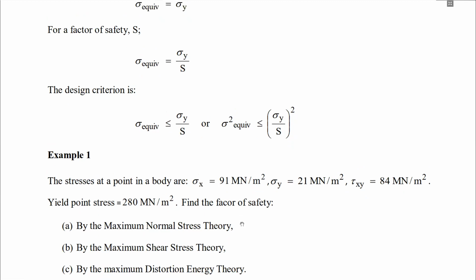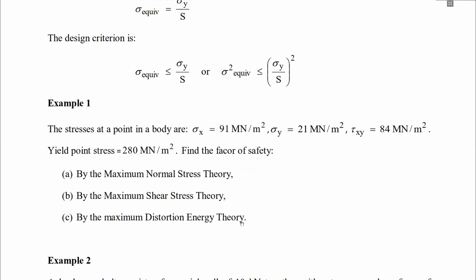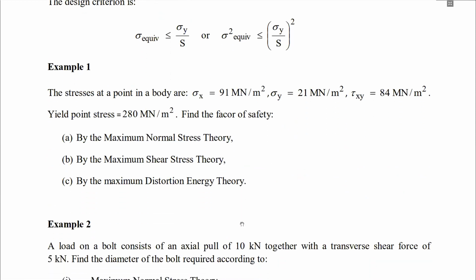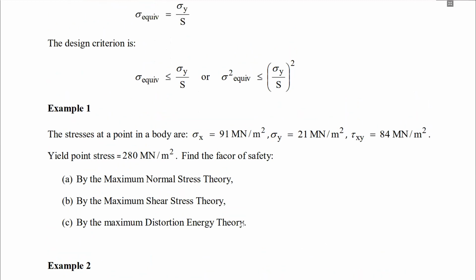Okay, so here you have to find the factor of safety, one, by the maximum normal stress theory, two, by the maximum shear stress theory, and three, by the distortion energy theory. So we have maximum normal stress, maximum shear stress, and the distortion energy theory. And we have to determine the factor of safety.